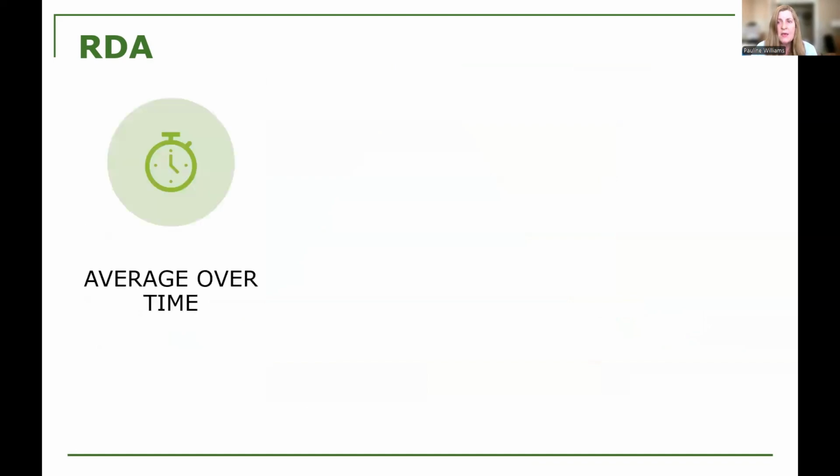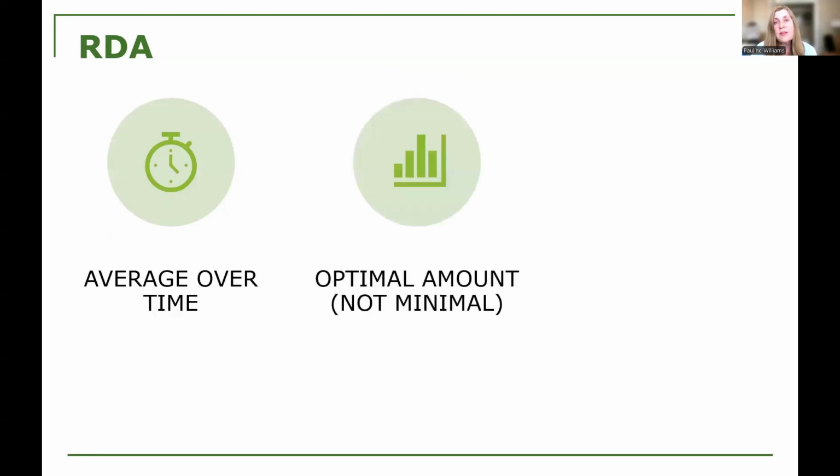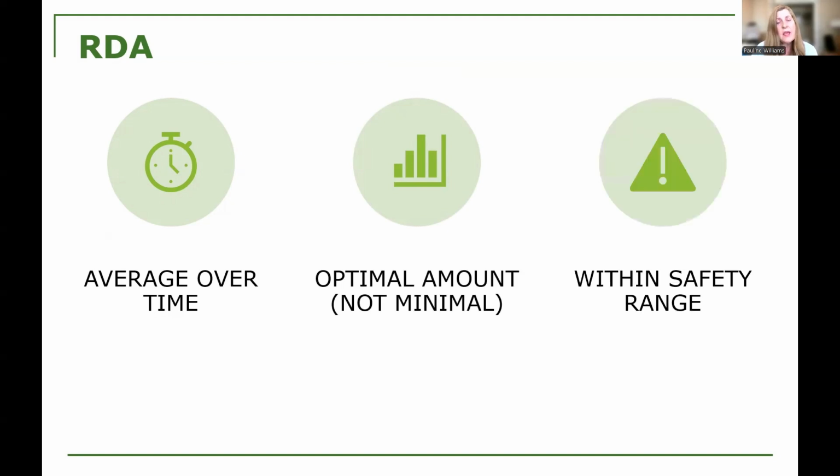Now, the RDA values reflect intakes to be achieved on average over time, meaning you might have more on one day and less on another day, but the average over time you would meet the RDA. And the values are set high enough to ensure that the body stores will meet nutrient needs if you have a little period of inadequate intake. The RDA also reflects optimal intake, not the minimum needed to prevent deficiency diseases. And RDA amounts are within the safety range, meaning they're not too high.